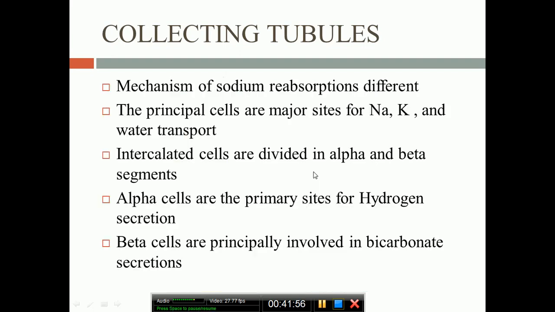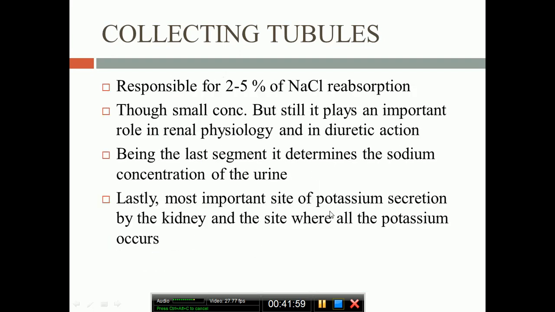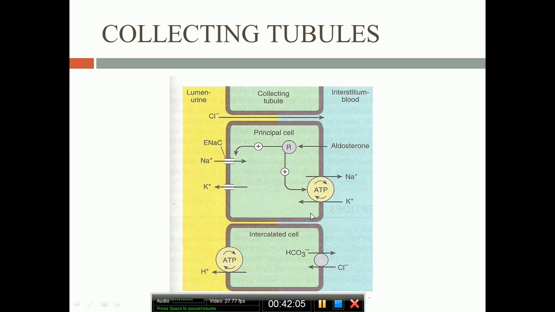As already mentioned, this is the most important site for potassium secretion by the kidney and the site where all the potassium exchange occurs. Here you can see there is no potassium that is coming back. Once the potassium leaves this segment, it goes into the urine simply. So this is the most important segment for potassium, and that is occurring under the influence of aldosterone. Why am I emphasizing this aldosterone?